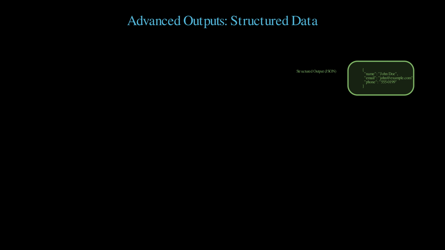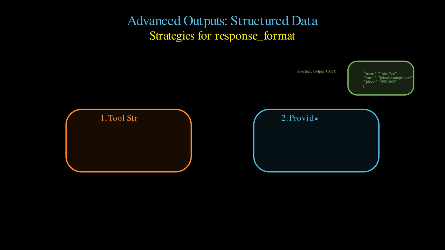You use the response format parameter. And again, there's a nuance here. You basically have two strategies, tool strategy and provider strategy. Can we break down the difference? Tool strategy is pretty fascinating. It uses what's called artificial tool calling. It kind of tricks the model into thinking it's calling a tool that requires those specific fields, name, email, phone. And the cool part is it works with almost any model that supports tools. And provider strategy? That uses the model provider's native structured output capability like OpenAI's JSON mode. It's generally more reliable, but it only works if the provider explicitly supports it.